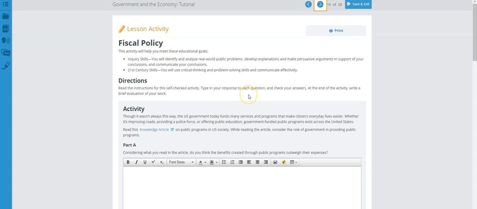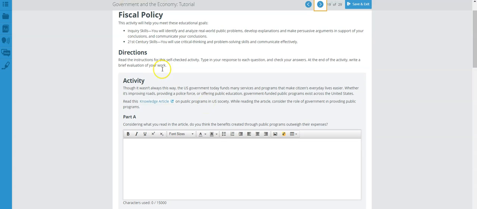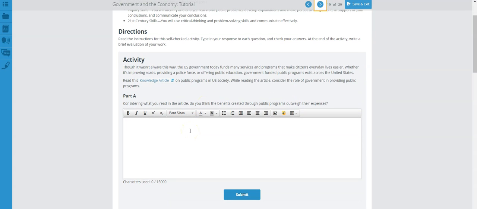Let's move on. We are now on page 19 of the government and economy tutorial, and we're working on the lesson activity. And this is for fiscal policy. And let's go over the directions so you'll know what to do here. Read the instructions for the self-check activity, type in response to each question, and check your answers. At the end of the activity, write a brief evaluation of your work. And let's read the activity part here so that you can answer this.